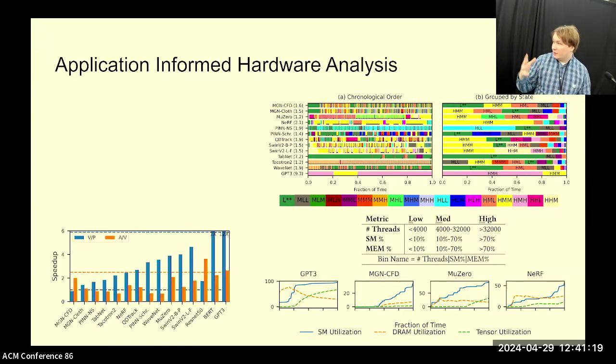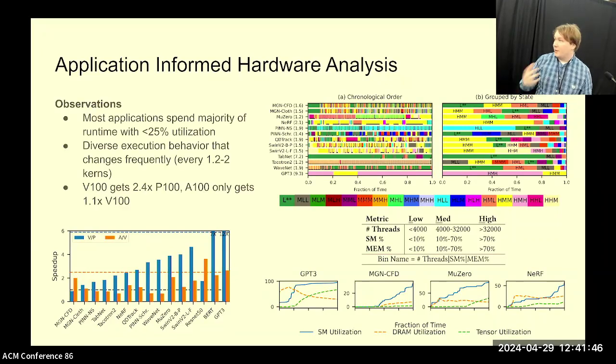And then finally, and I realize now this actually shows up kind of small on the screen, this is the poster child figure for our paper, which is the generational speedups of our application suite for the Volta over Pascal and the Ampere over Volta speedups. And then we also throw in ResNet, BERT, and GPT-3 from MLPerf, and GPT-3 is a large language model.